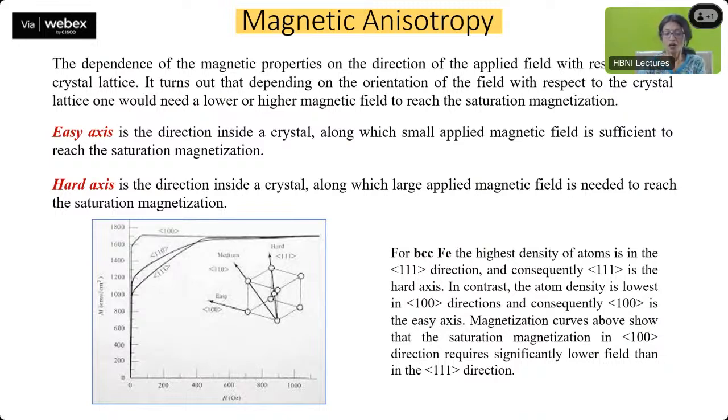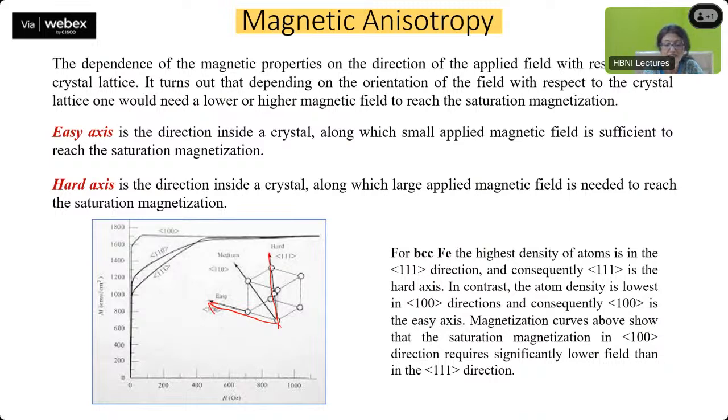Now let's see the example given here. You have body-centered cubic iron. The highest density of atoms is in the 1-1-1 direction, as you can see. In contrast, the atom density is lowest in the 1-0-0 direction, as shown here.